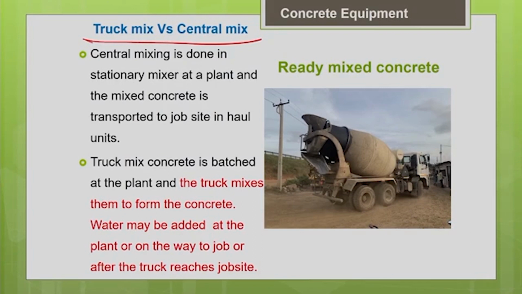As the name indicates, central mix means you are going to prepare the concrete in the central batching plant, and the concrete will be brought to the job site in the transit mixer. Truck mix means you are going to prepare the concrete only inside the truck. So in the batching plant you will measure the ingredients accurately and then load them into the truck, and the actual preparation of the concrete will happen only inside the truck.